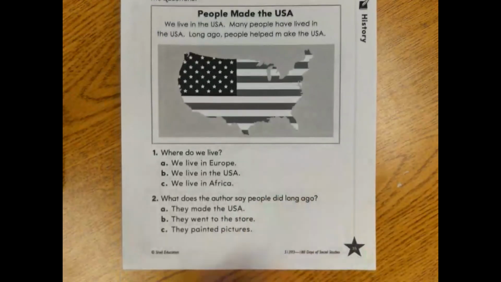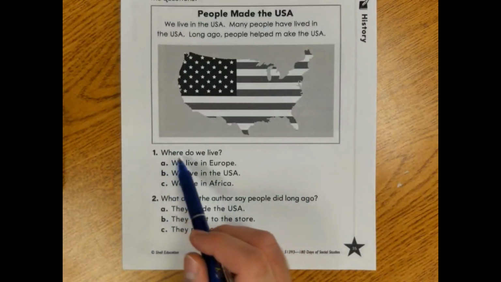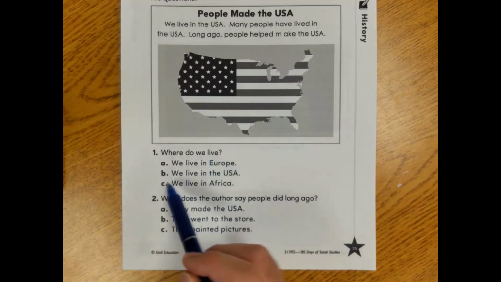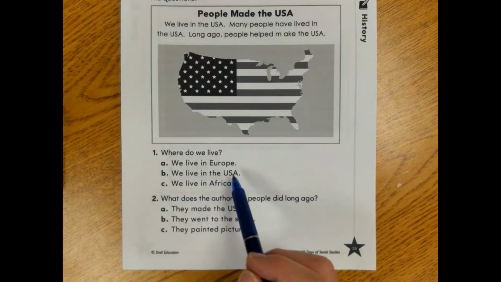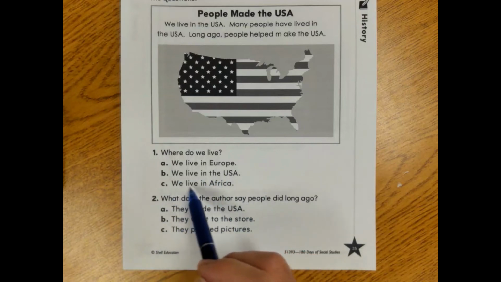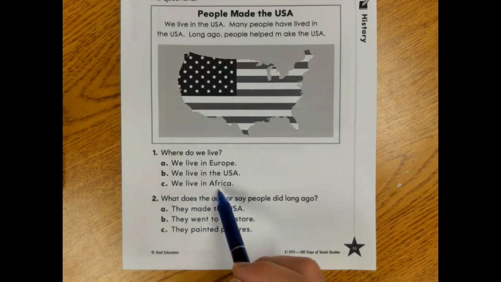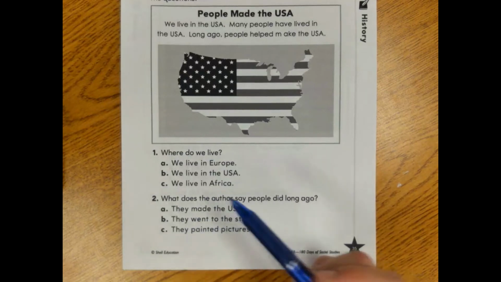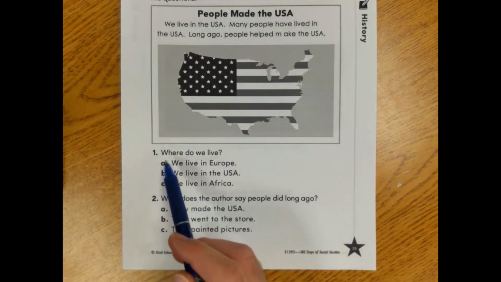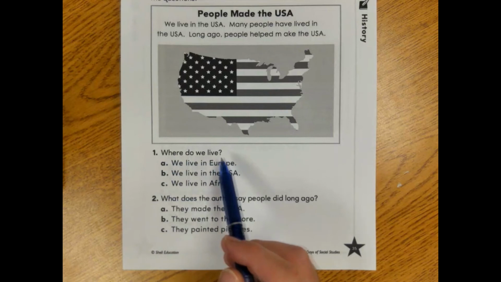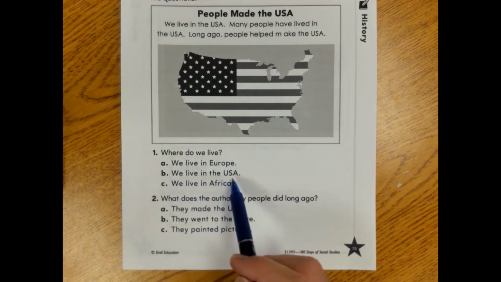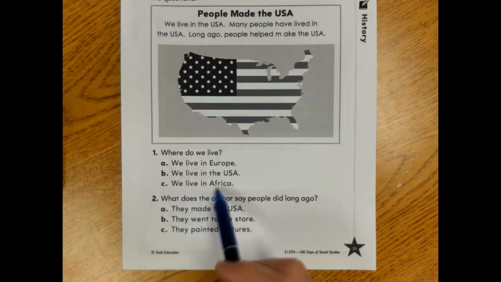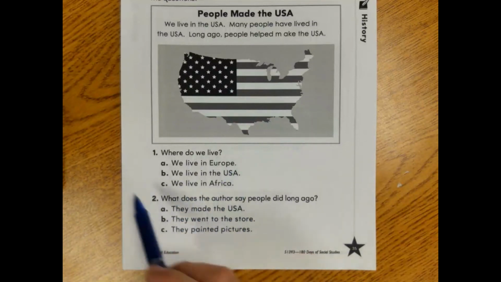Okay, question 1. Where do we live? We live in Europe. We live in the USA. Or we live in Africa. Excuse me. I'll say it one more time. Where do we live? We live in Europe. We live in the USA. We live in Africa. Which one is the correct answer?